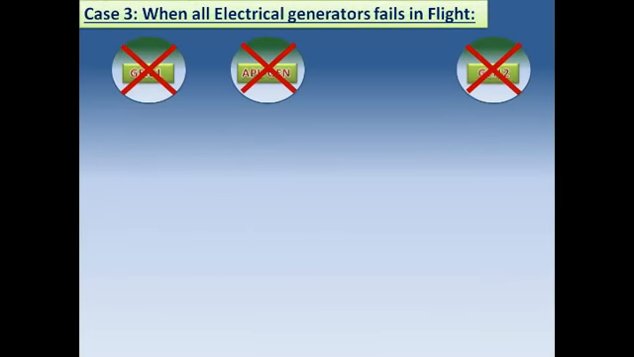Now let us see what happens when the aircraft is in flight and we lose all electrical power generators. This situation is also known as an emergency, and pilots will try to land the aircraft as soon as possible at any of the airports available closer to the aircraft that meets emergency landing requirements.